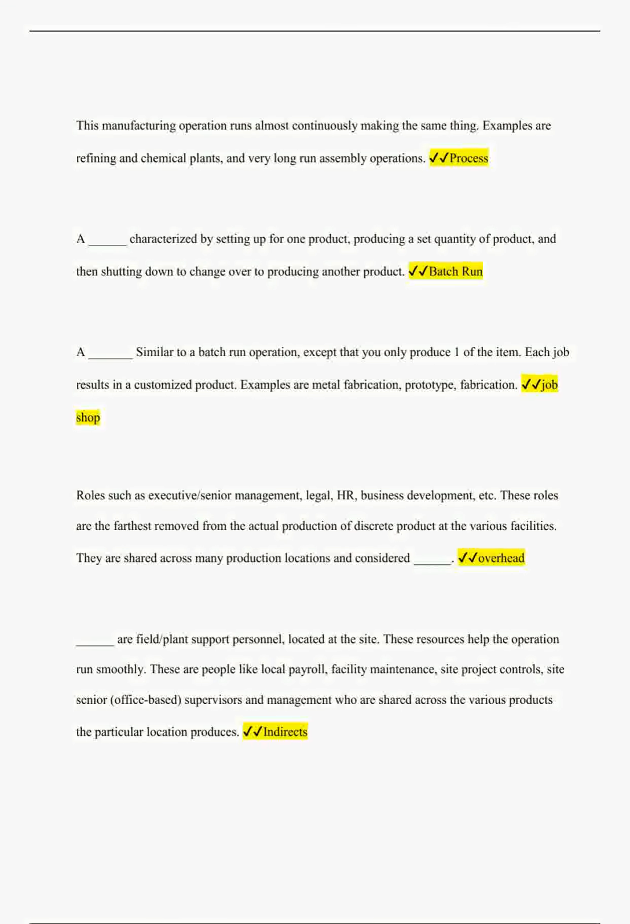Are field/plant support personnel located at the site. The site resources help the operation run smoothly. These are people like local payroll, facility maintenance, site project controls, site senior, office-based supervisors, and management who are shared across the various products. The particular location produces indirects.